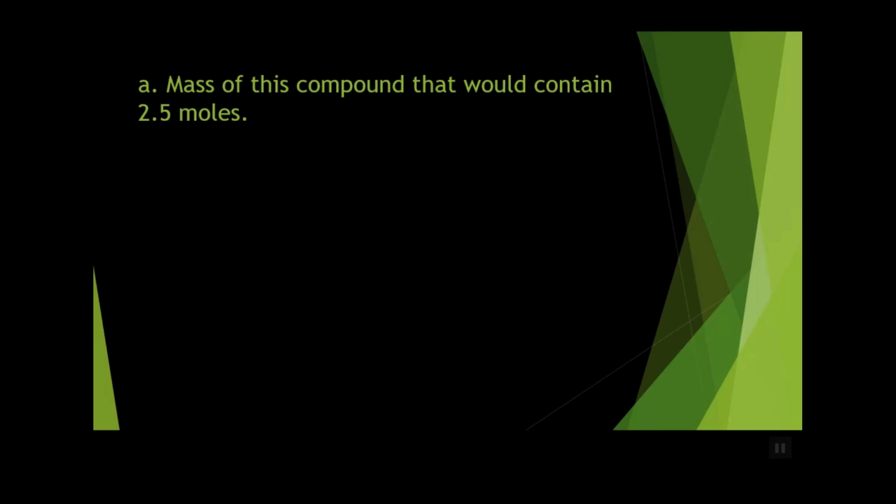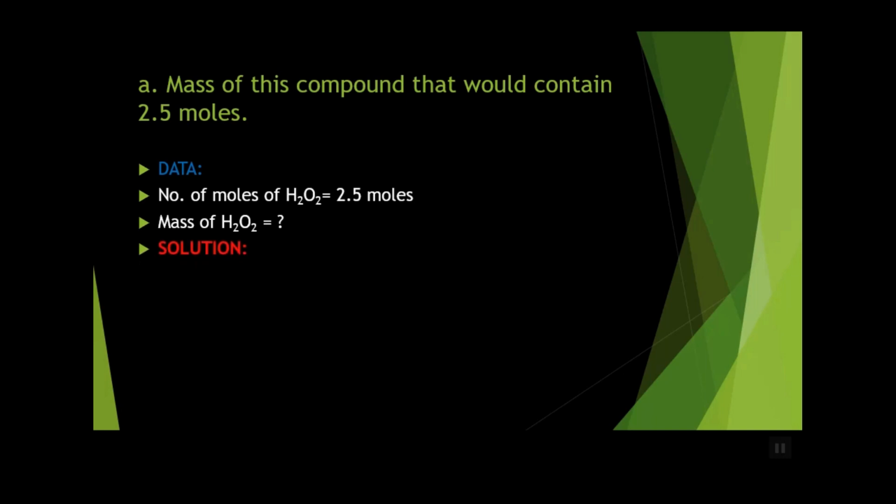Now the mass of this compound, H2O2, that would contain 2.5 moles. So students, first we will make the data. Number of moles of H2O2 is equal to 2.5 moles and mass of H2O2 is unknown. So solution. Students, what is the first step in mole mass relation or calculations? Yes, to find the molar mass.